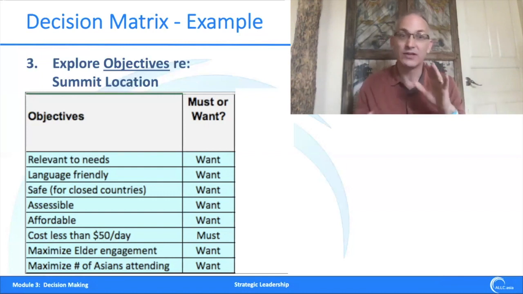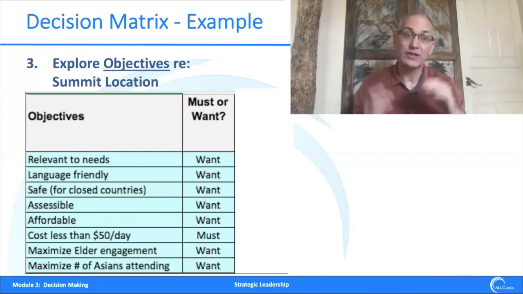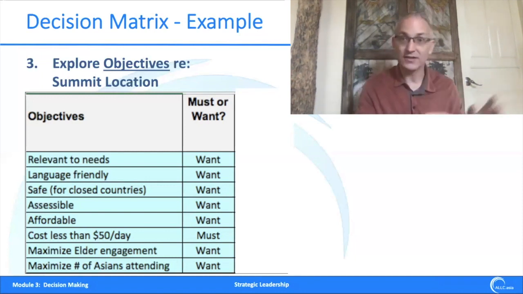So yes, it's very important that the summit is relevant to the needs of our people, that it's language friendly, that it's in a safe place for people coming from closed countries, that it's accessible and affordable, etc. All these things are really important, but they're not something we're willing to put a must on. How do you measure relevant to the needs and say it's good enough? No, we just say it's really important. So you'll find that most of your objectives you're going to be classifying and categorizing as a want, but there may be a few that you say it's an absolute, that it can't be more or less than such and such, right?